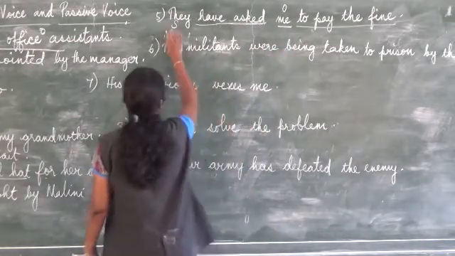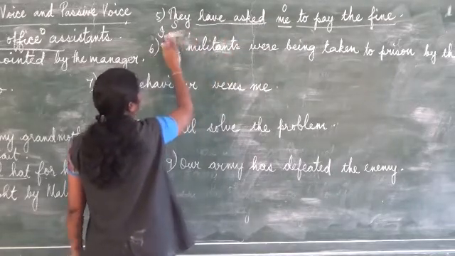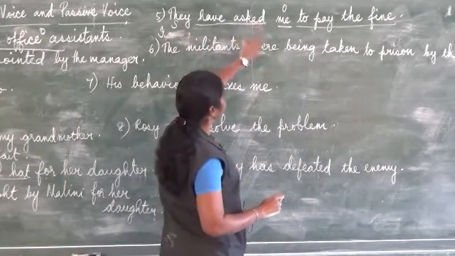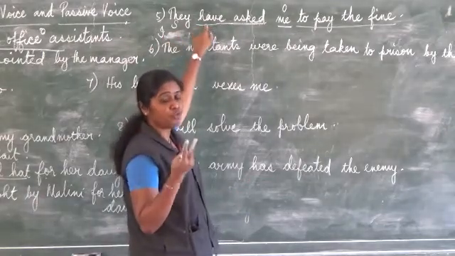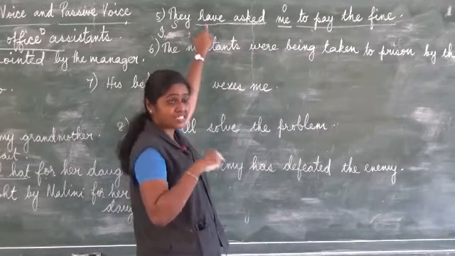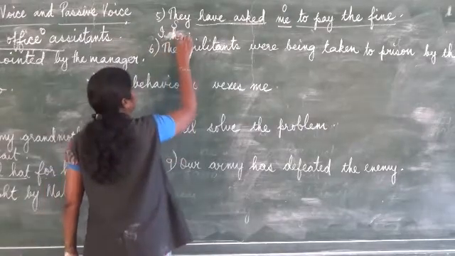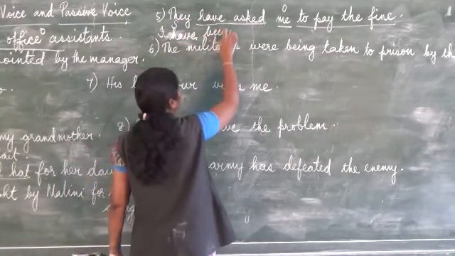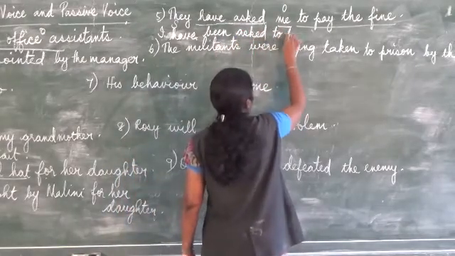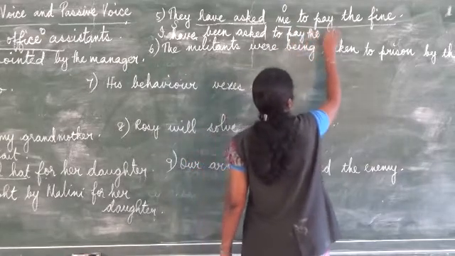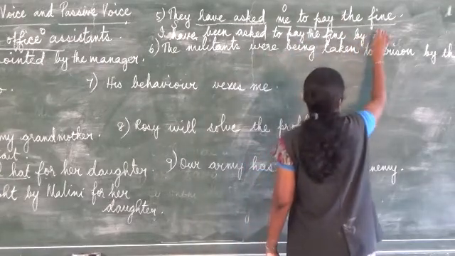Okay. So "me" becomes "I." This is present perfect. So "have asked" will become... For "I," it is again "have" only. "Have asked" is present perfect. Two possible answers: "have been asked," "has been asked." Okay. Now for this first person singular "I," you have to use only "have." "I have been asked to pay the fine." This you are writing it as it is. "Pay the fine by them."